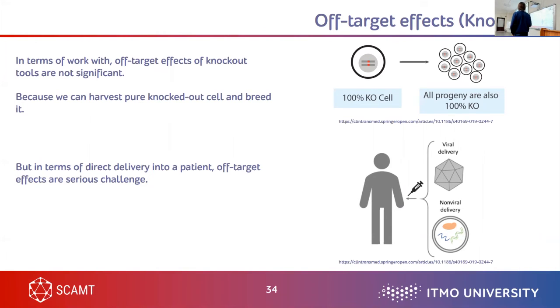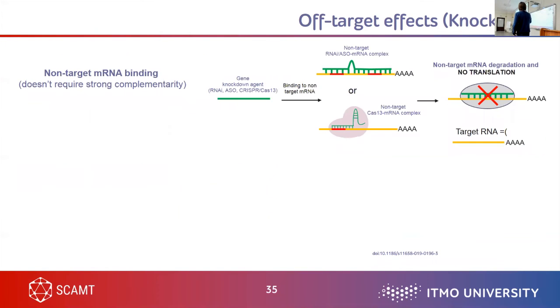It will be not controllable, and it will be very dangerous to use it on a human. And therefore, CRISPR-Cas and in vivo base editors are still in development, in a study of a less targeted form. So if we talk about knockdown, there is also a problem of non-target mRNA binding.